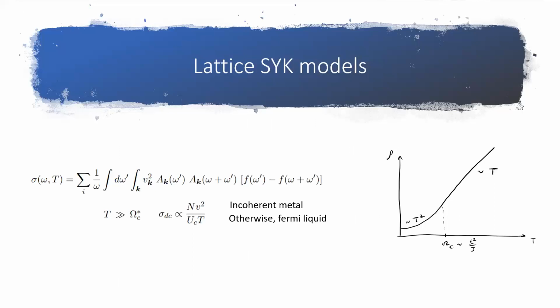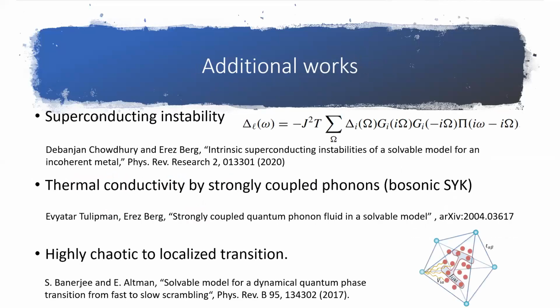So that's all I wanted to tell about these lattice models, and there are other interesting works. There is one work that shows that you can get superconducting instability from these SYK interactions with no need of attractive interactions from phonons. This is related to what Daniel asked. There is also a recent work which tries to explain some anomalous thermal conductivity by looking at a bosonic SYK model for phonons.